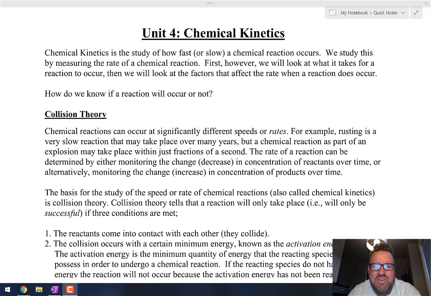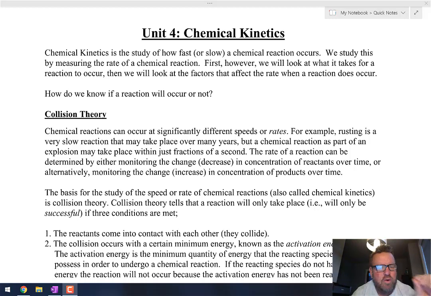All right, Unit 4. This is called Chemical Kinetics. This is a great, great unit. This is probably new for most of you, probably not something that was covered in much detail in general chemistry. So, chemical kinetics is all about speed. It's all about how fast or how slow a chemical reaction happens. And we do that by measuring the rate of a chemical reaction. So, the rate is just another word for the speed at which a reaction occurs.